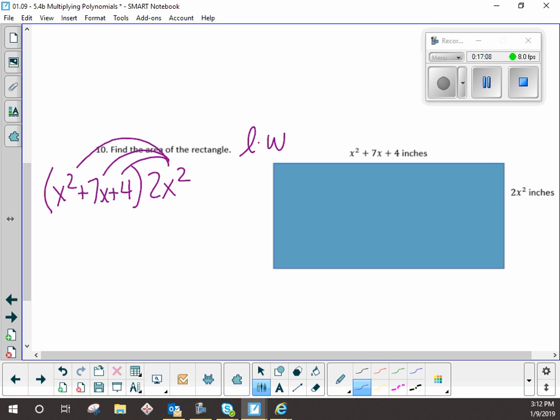We'll just do this together. 2x squared times x squared. What is that? I'm doing the first. 2x to the 4th. And then distributing to the middle term. 14x cubed. And then the last term. And then what? I need one more piece of information. Inches. Okay, put your units.